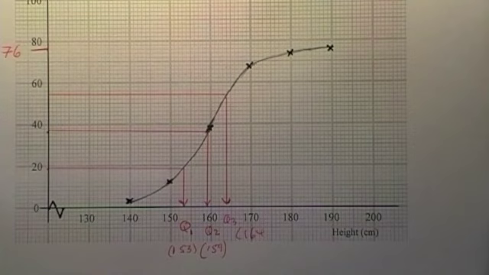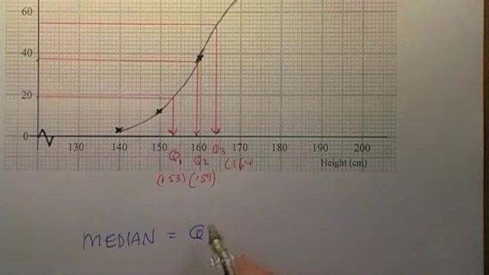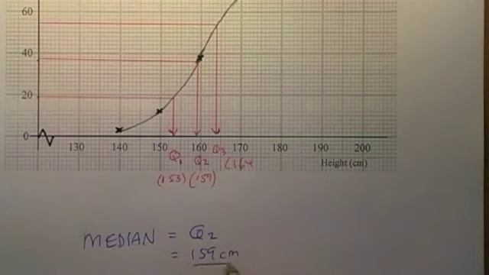How do these values relate to our median and interquartile range? Well, the median is the middle quartile. It's Q2. The median equals Q2, which equals, in this case, 159 centimetres. Now the interquartile range.